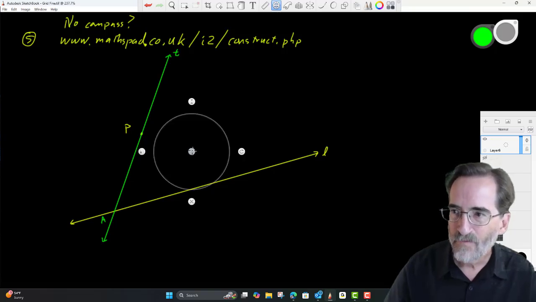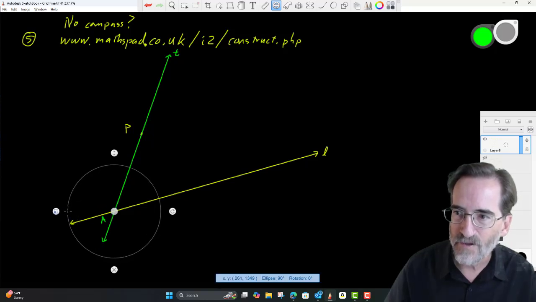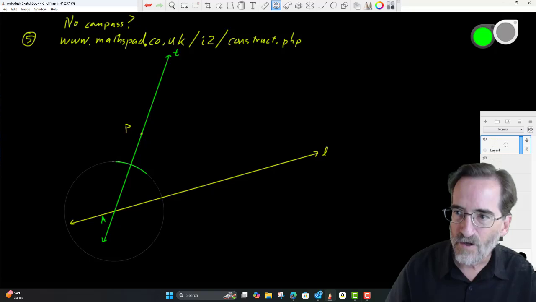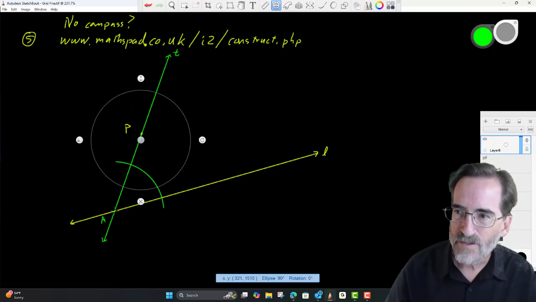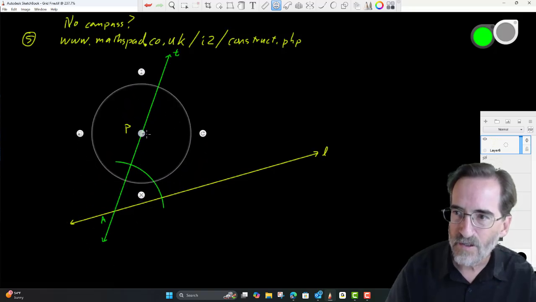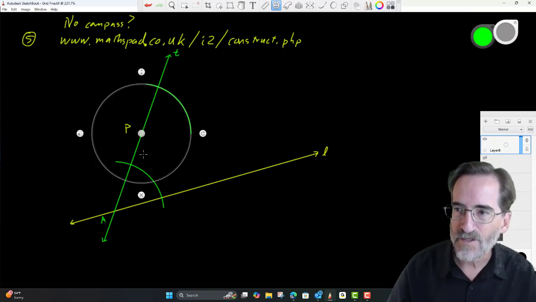I'm going to put the compass point on A, set the compass to anything convenient, and draw an arc that crosses both lines. Then I'm going to take the compass and put it on P and duplicate that same arc. Same size, same setting, same compass size.